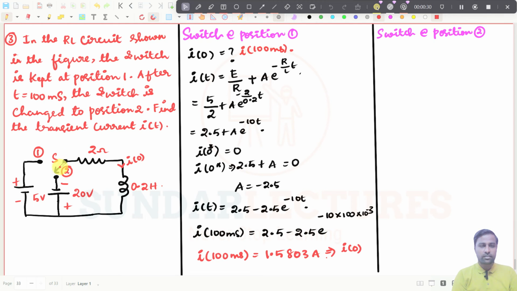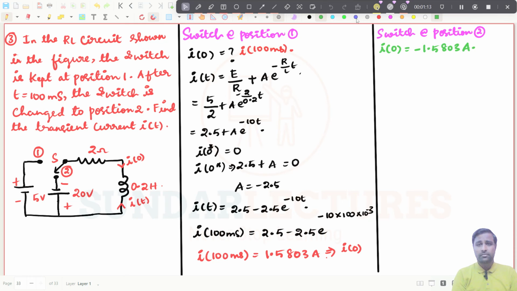Now if the switch is connected to position number 2, the direction of current will be like this. It is I of t. I'm just writing it as I of t. Both are in the opposite direction. So for that, I of 0 should be equal to minus 1.5803 amperes. I am taking it to be minus because both currents are in opposite directions. You don't need to do so many complications to get this value of I of t. Try to understand me. I have just changed this current direction.